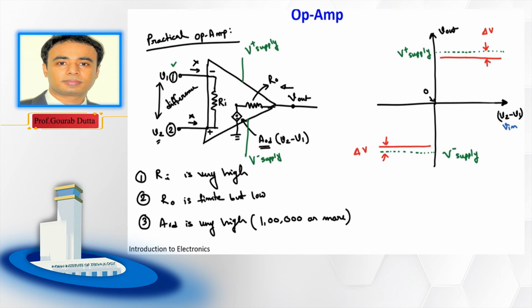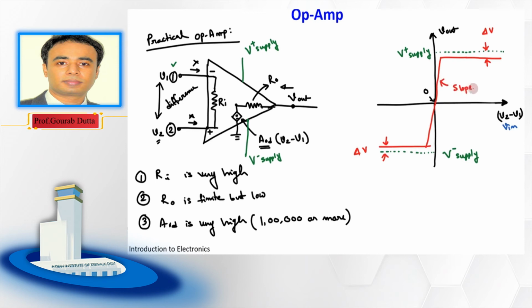For an ideal op amp, the output voltage characteristic would come like this and then continue in a straight line, because the gain is infinite, so the slope is infinite and this angle will be 90 degrees. But for a practical op amp, the gain is high but not infinite, so this angle will not be 90 degrees. It will be close to 90 degrees but less than it. So we have a slope here and here also we will have a slope.